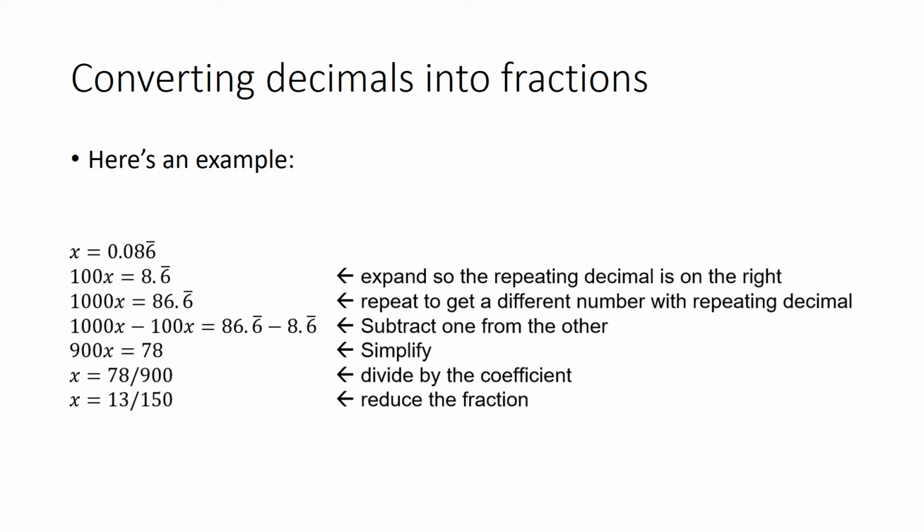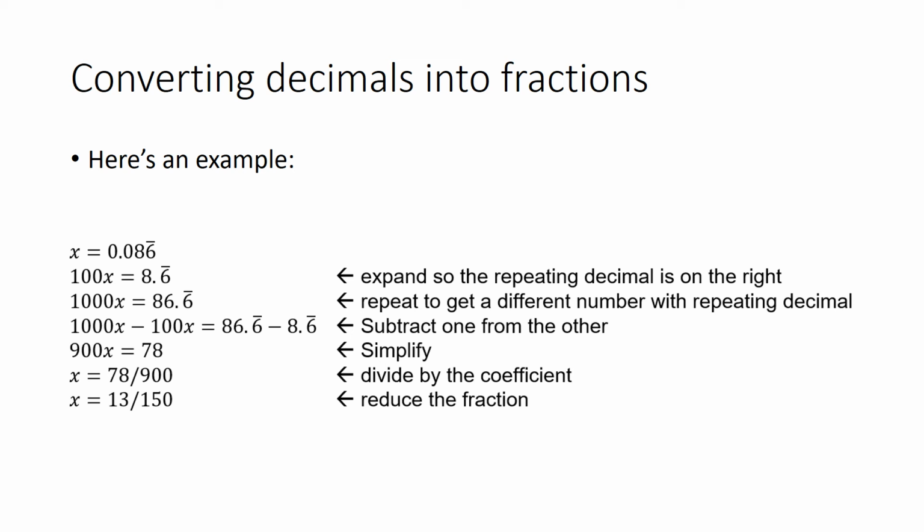0.086 repeating. I doubt you'll be able to tell me what fraction that is off the top of your head. So let's multiply it by 100, for instance. That gives us 8.6 repeating. Multiply it by 1,000, you get 86.6 repeating. So they both have a 0.6 repeating on the right-hand side.